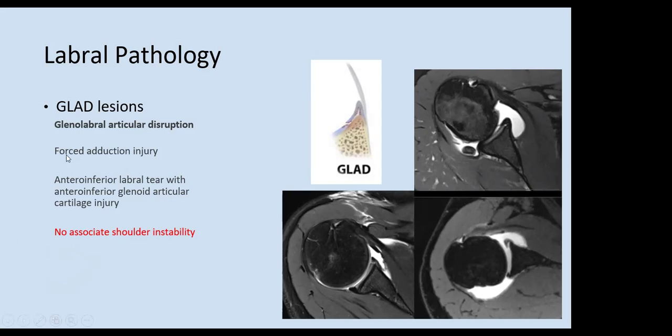And even the mechanism of injury is different. This is a traumatic forced adduction injury. However, the Bankart and Bankart variants are always associated with shoulder dislocation, but shoulder dislocation is not the etiology of the GLAD lesion.